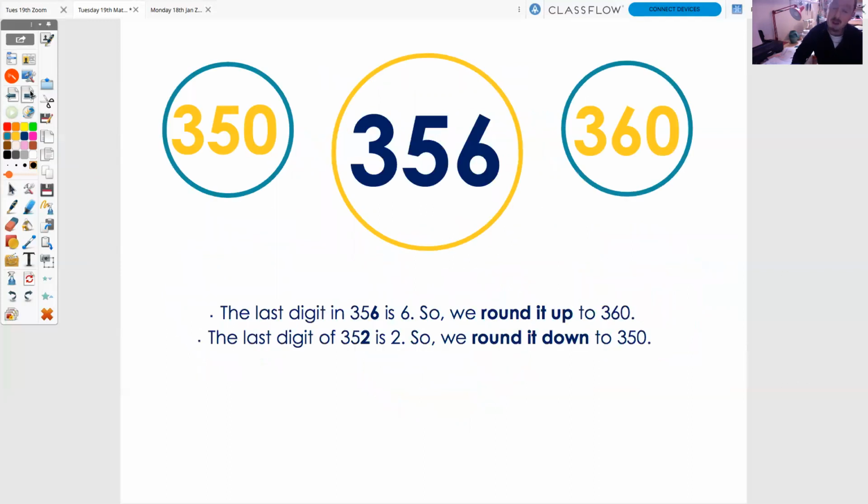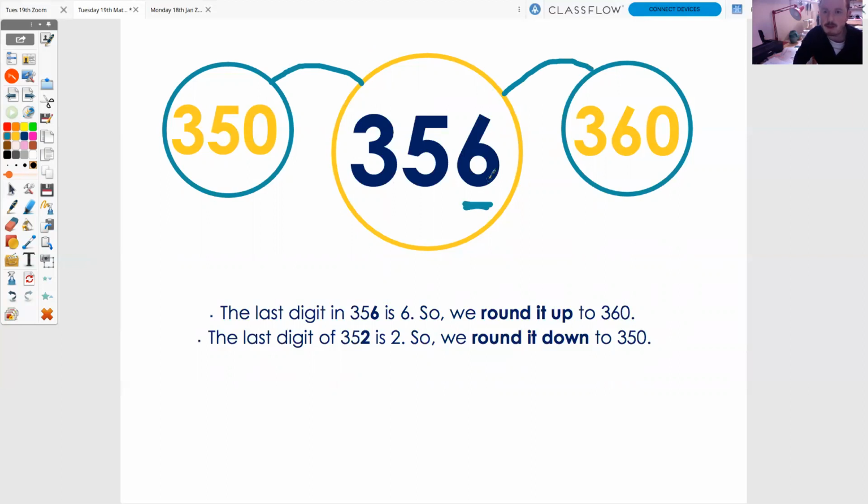Now, this one's slightly different in that it's got 3 digits, but we're still rounding it to the nearest 10, which means we still look at the units column, okay? And in the units column is the number 6. Now, I know that the nearest 10 to 356, if I go down, is 350. And if I go up, it's 360. So again, I have to make a decision. Will it go whoop to 350 or whoop to 360?